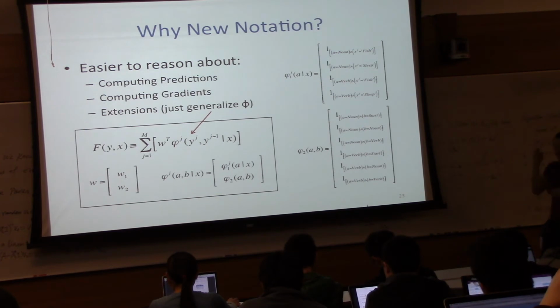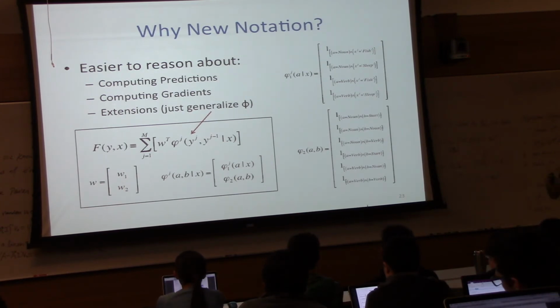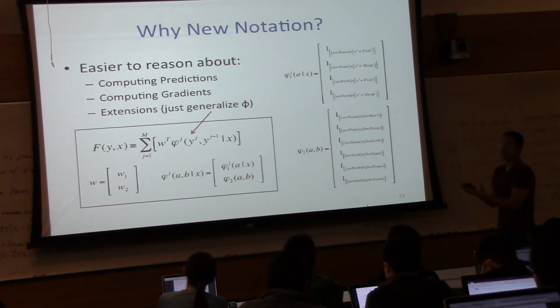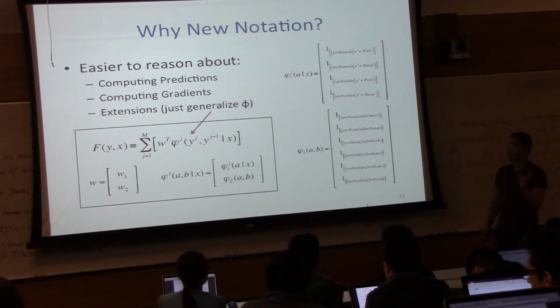Why the new notation? We already talked about this. To summarize, once you have the right feature vector representation, it's much easier to think about the outer loop for gradient descent. If you're doing gradient descent for conditional random fields, and you have the right implementation for the phi vectors and a couple other things, then the outer loop is just: compute the gradient with respect to w and update w with a step size, just the same as logistic regression.